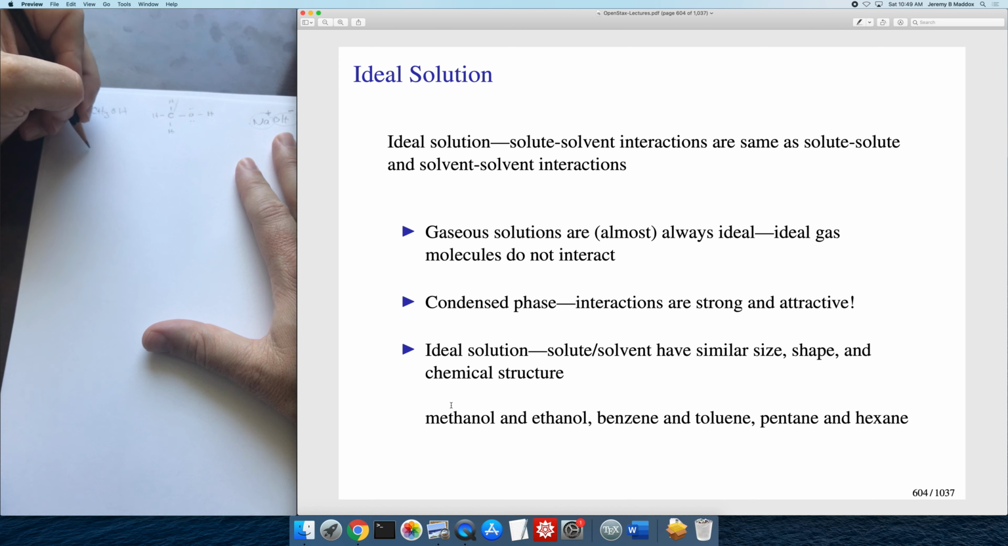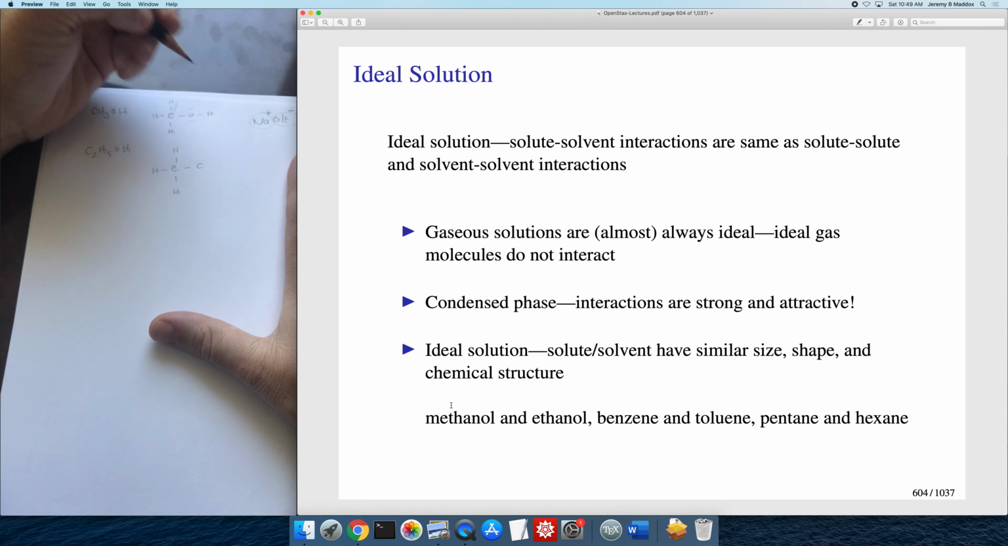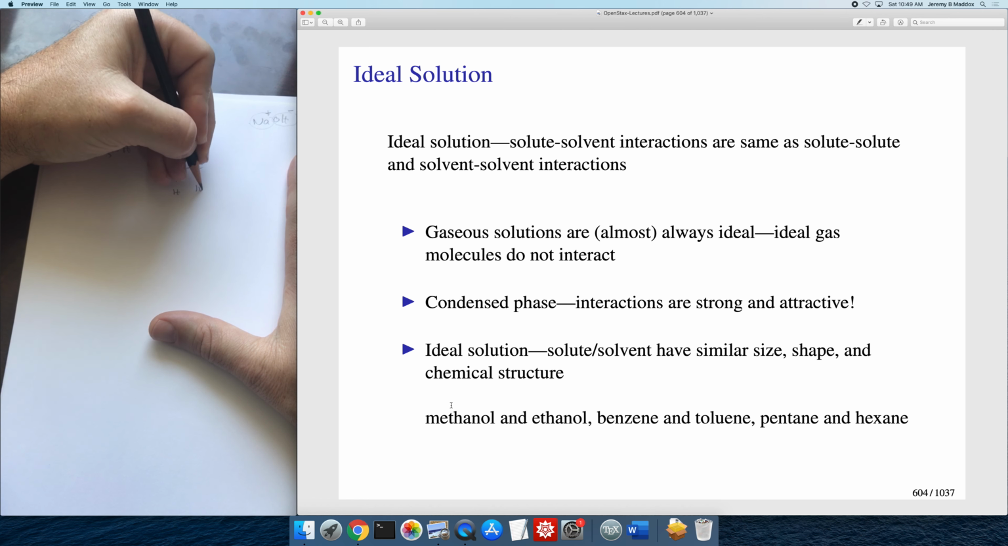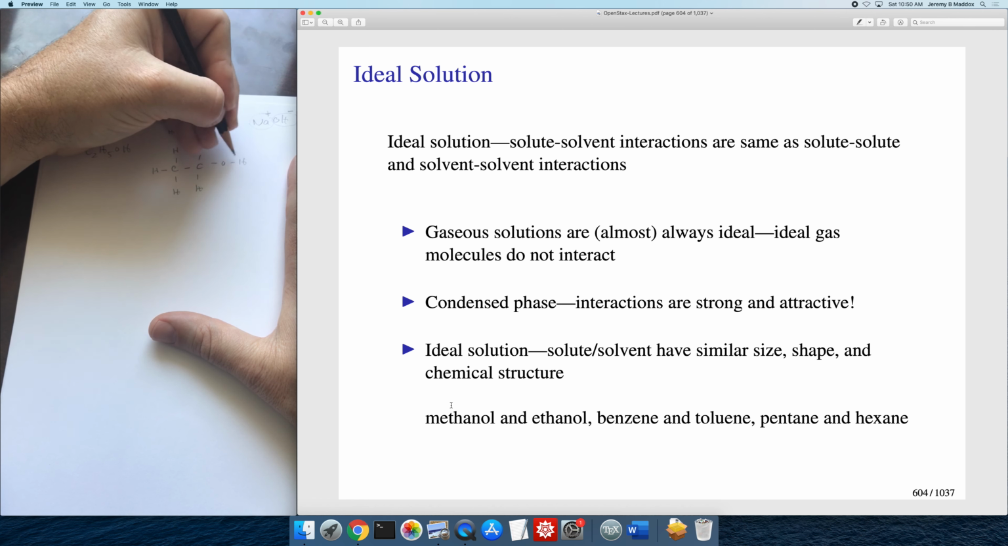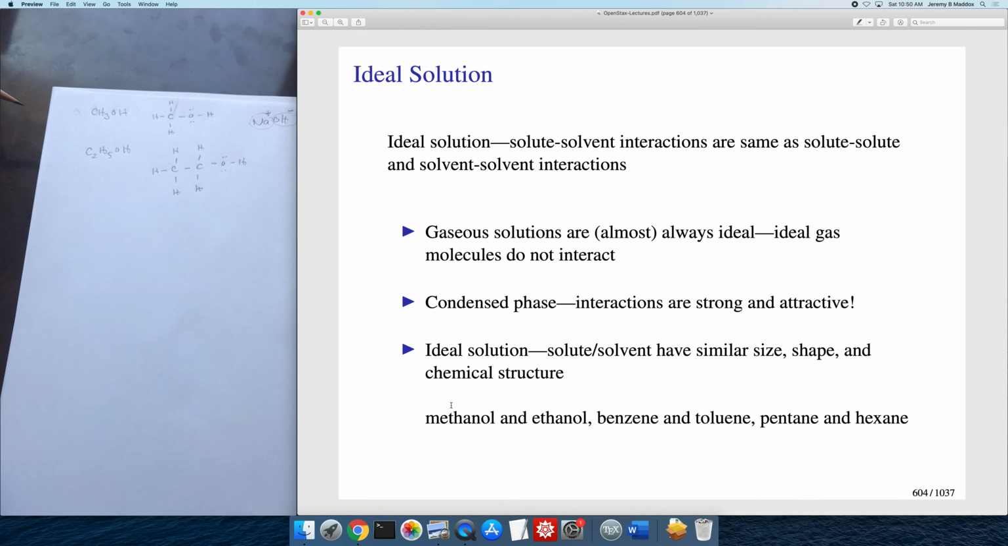Ethanol has the formula C2, let's see, I think it's H5OH. I'll double check that in a minute. Let's draw the structural formula for ethanol. We've got the CH3, then there's another carbon, 2 hydrogens, like so. And so again, you see that carbon OH, that is an alcohol. Both molecules are alcohols, and they have similar shapes and similar chemical structure.